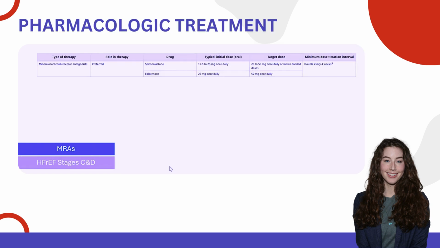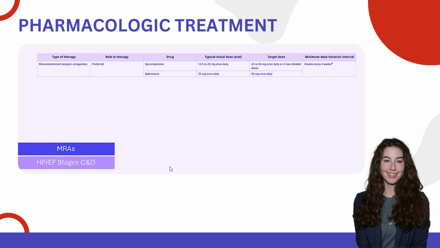MRAs are mineralocorticoid receptor antagonists. So they block aldosterone's effect on the heart. They can reduce fluid retention, prevent cardiac remodeling, and improve heart function. You have two of these in this class. You have spironolactone or Aldactone, and you have eplerenone or Inspra. Spironolactone can cause more side effects than eplerenone, so it can cause gynecomastia in men.